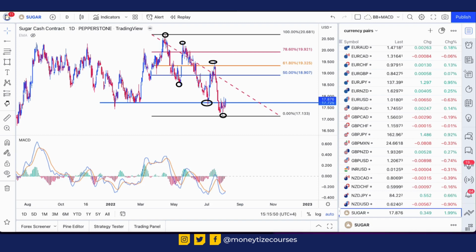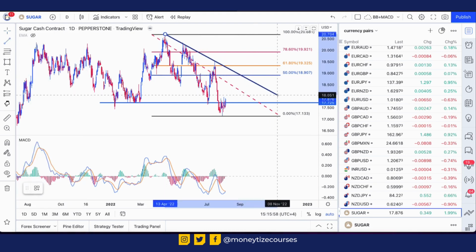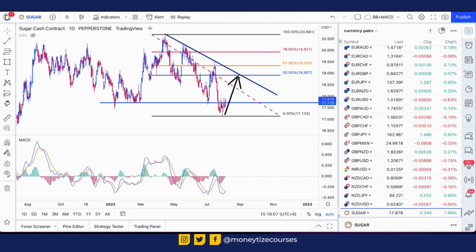So I'm going to mark the falling trend line starting from the highest, connecting the high points. So either we are going to get a pullback towards this area, which is around 50%, and then continuation lower, or we can have a false break of the falling trend line and then continuation lower.